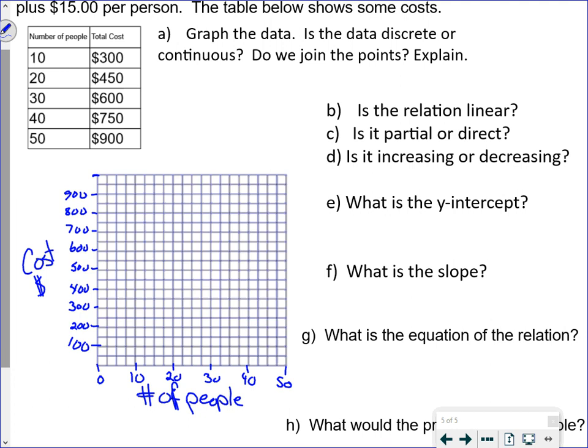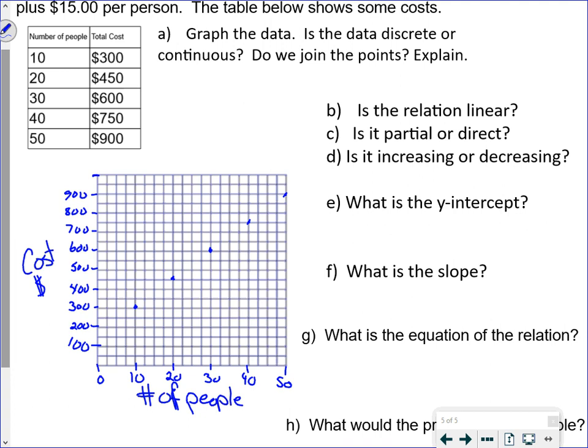So now we want to plot the points. When we have 10 people there, then it will cost $300. If there are 20 people, it will cost $450. 30 people is $600. For 40 people, it's $750. And for 50 people, it costs $900. So that's the first part of A.